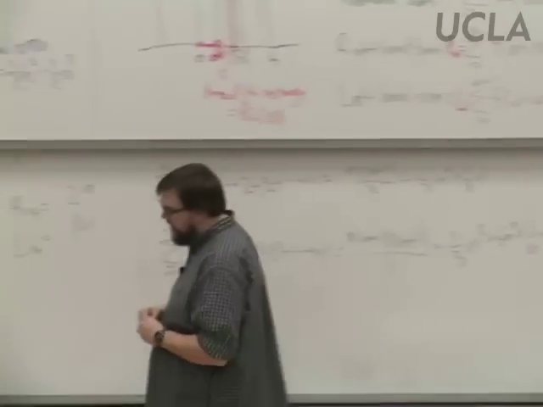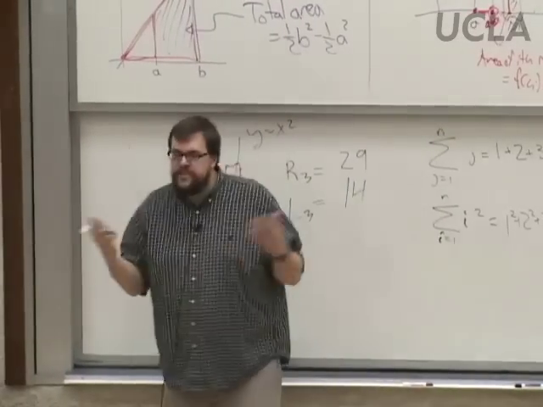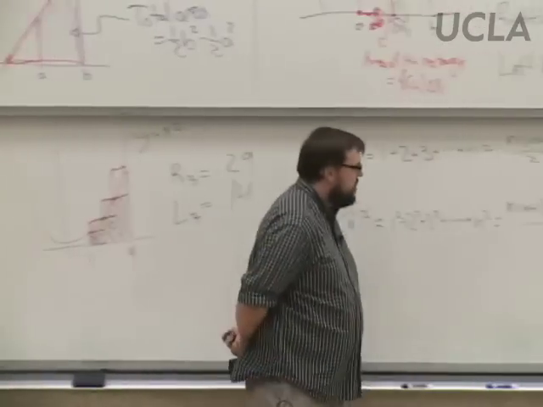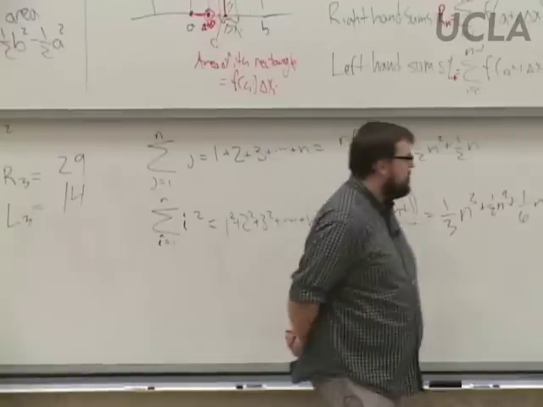OK, so that's my right-hand sum if I chop it up into n intervals where n is some arbitrary number. Now, intuitively, if I want to get a better approximation, what should I do?